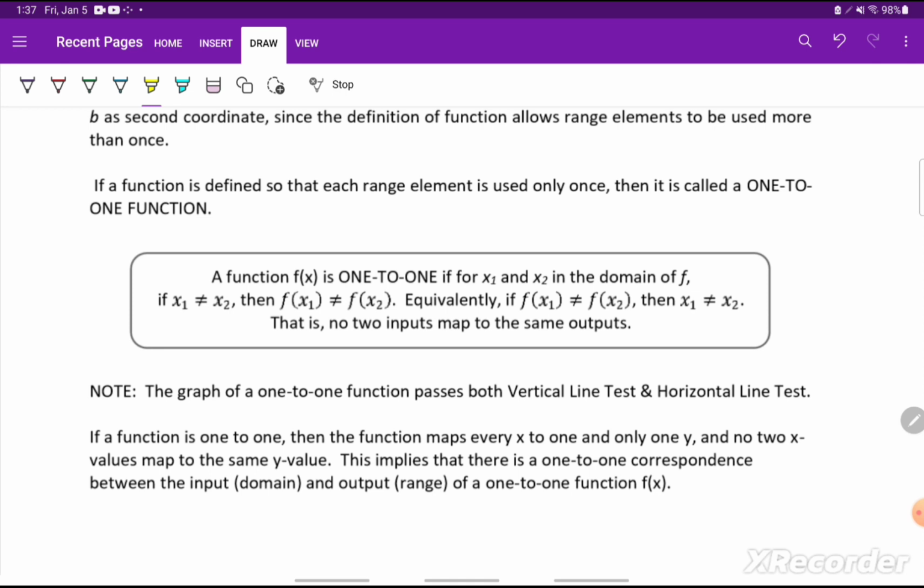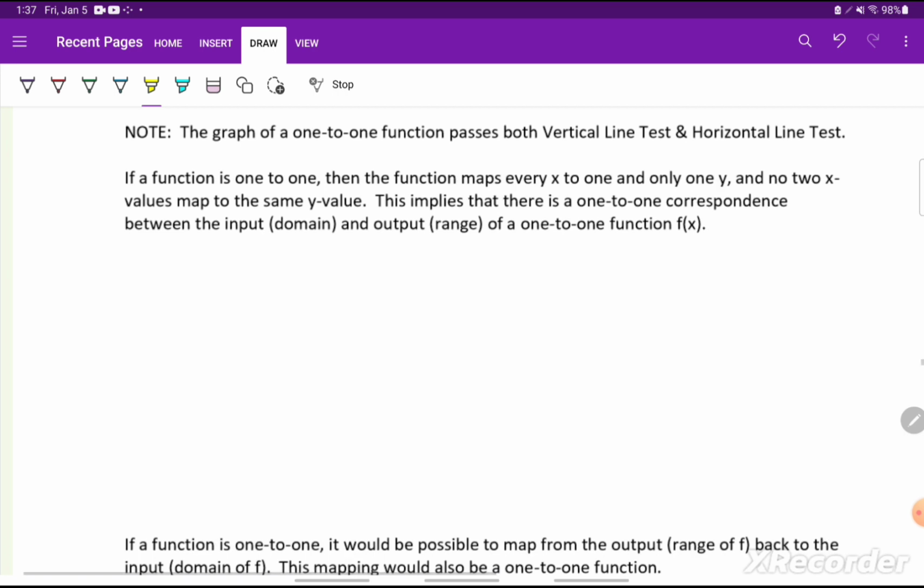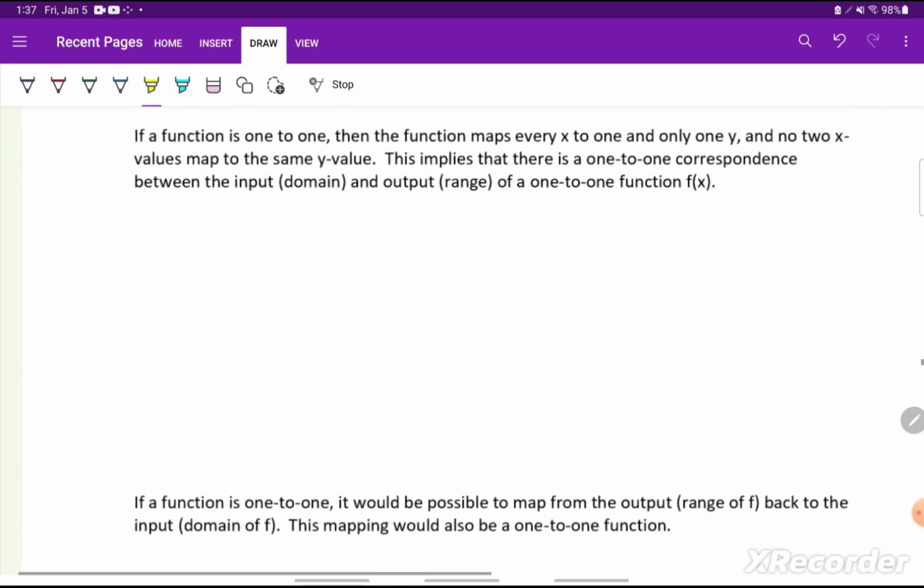The graph of a one-to-one function passes both the vertical line test and the horizontal line test. If a function is one-to-one, then the function maps every x to one and only one y, and no two x values map to the same y value. This implies there is a one-to-one correspondence between the input and the output of that function, where the inputs are our domain values and the outputs are our range values. A real-life example of a one-to-one function is people and social security numbers.